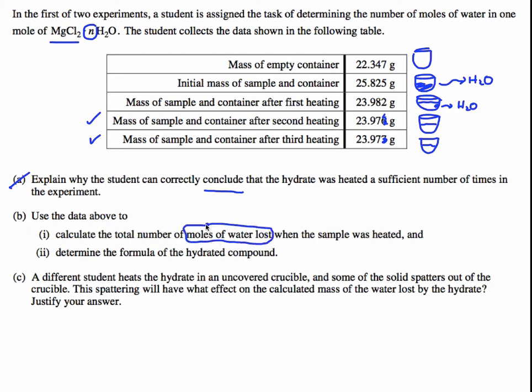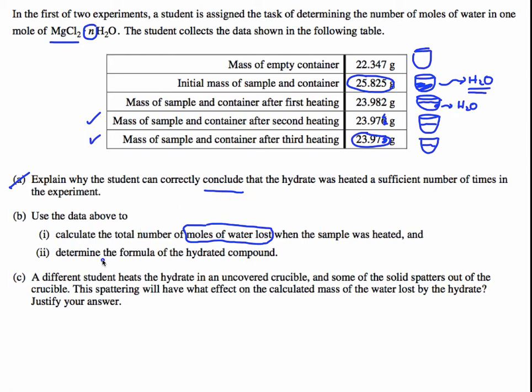And let's just think about how that would be done. If you look at this second value, 25.825, if you subtract from that this last value, 23.977, you're going to then get the difference, which is the water. That'll give you the mass of water. You can divide by 18 and get the moles of water.